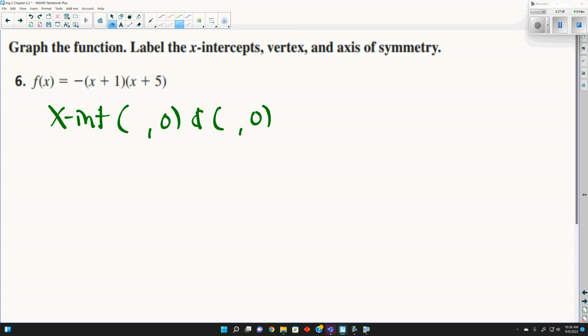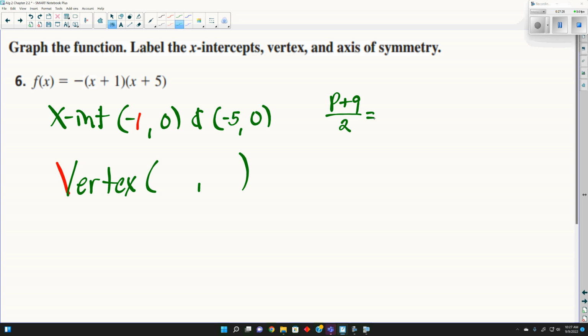Now, what's our P and Q for this here? -1 and -5. Vertex. So the vertex is what? It's the, which is our -1 plus -5 over 2. And again, I didn't write them back out. So if you want to write them back out and you find that helpful, do that. If not, don't.